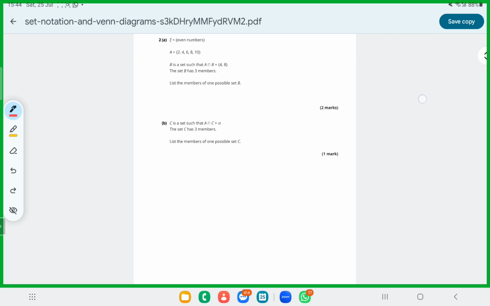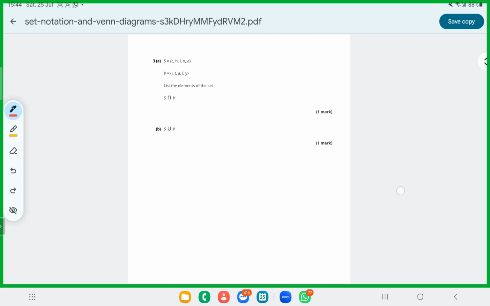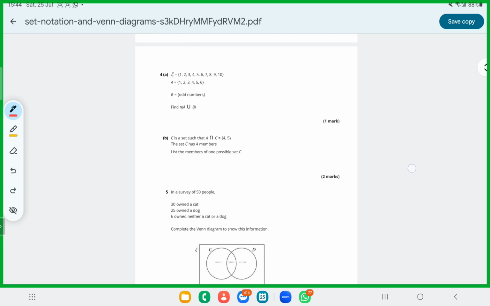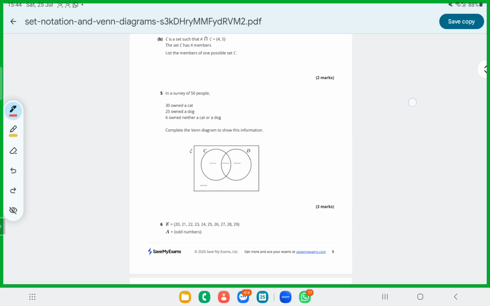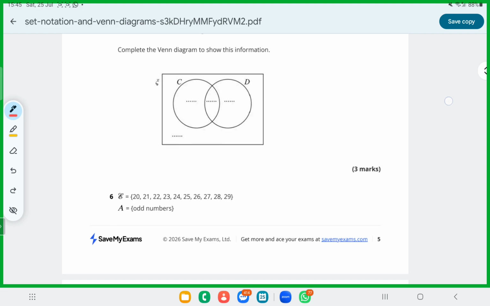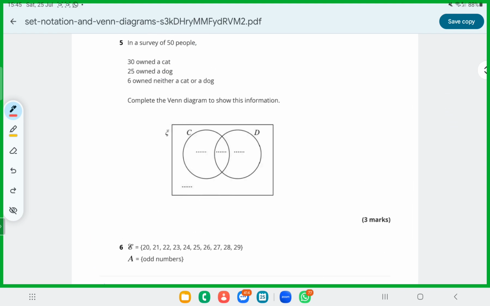So now let's take a question which is a bit more difficult. It's not difficult, of course, but we will do it together. Look here. He wants me to complete the Venn diagram. Okay? Can you try to help? Question 5. He said that in a survey of 50 people, 30 owned a cat, 25 owned a dog, 6 owned neither cat nor dog.